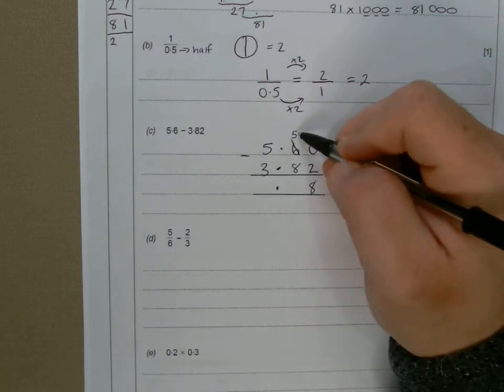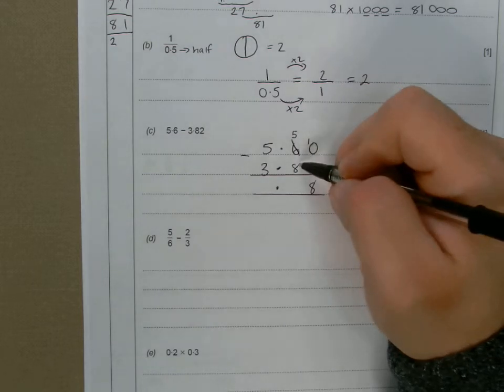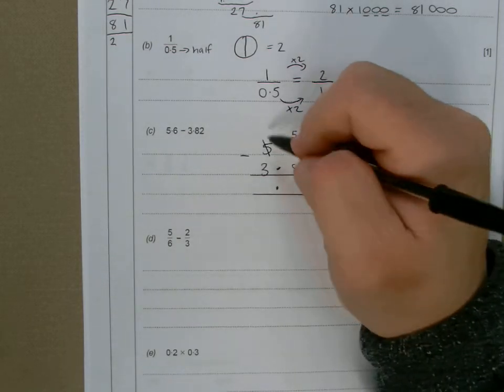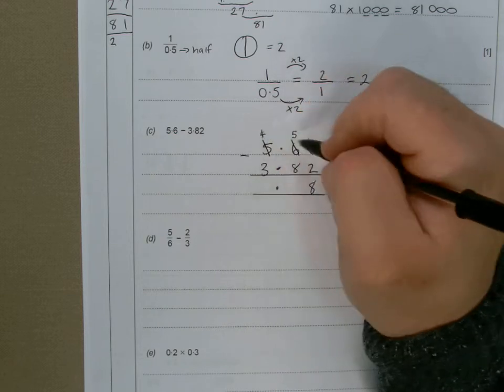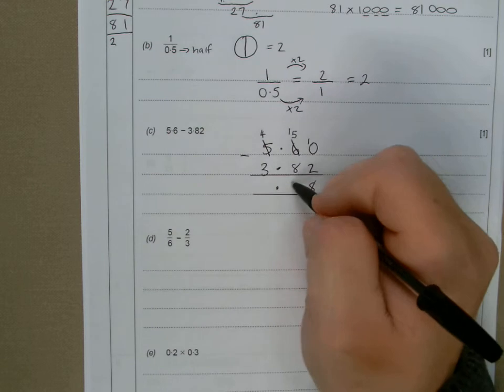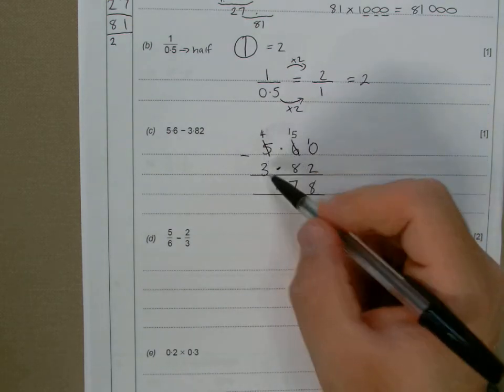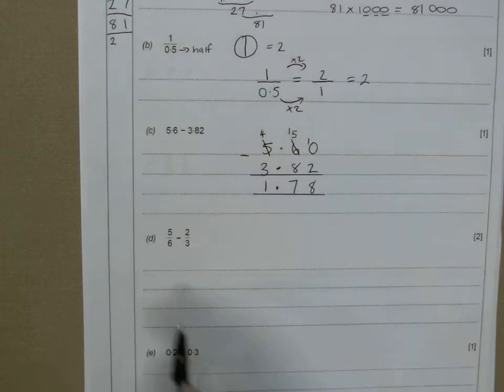And we come to this one, now 5 take away 8, we can't do, okay? So I'm going to borrow from here, make that a 4, and the 1 that I borrow I put here, so I've got 15 take away 8, which is 7, and then on this calculation here, 4 take away 3 is 1.